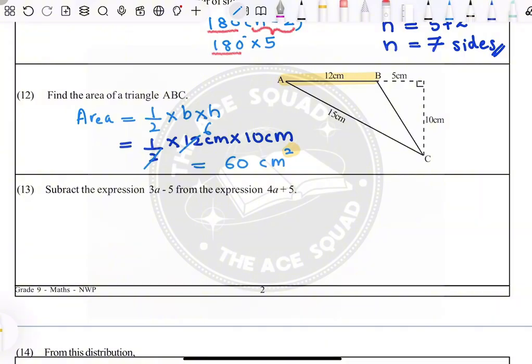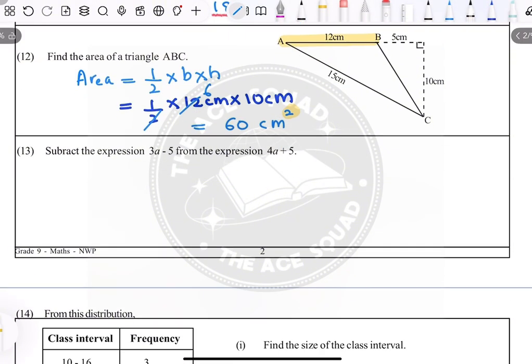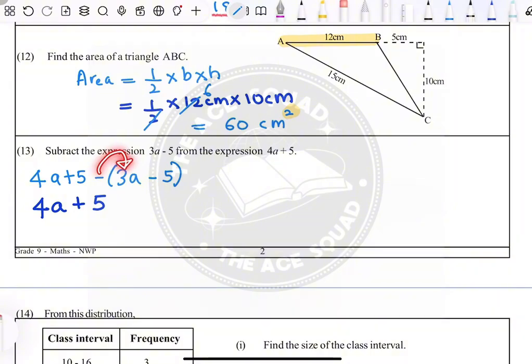Okay. So moving on, subtract the expression 3a minus 5 from the expression 4a plus 5. So let's do that. 3a minus 5 must be subtracted from 4a plus 5. So let's bracket this out. So that way it's easier to simplify. So then let's write down this with the brackets removed. So you know minus into plus is minus. So minus 3a. And again minus into minus is plus. So that becomes plus 5. So now you can simplify the like terms.